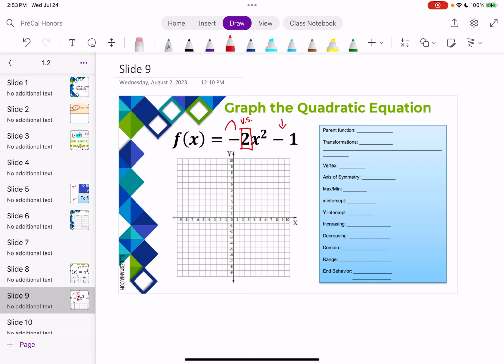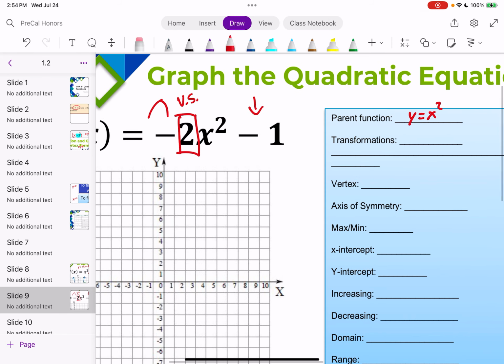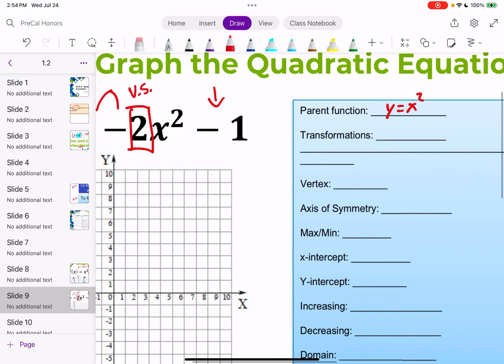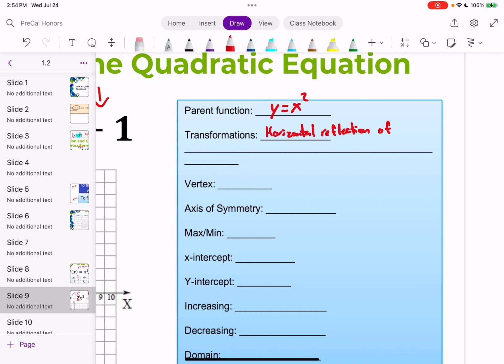What is our parent function? We're still talking about parabolas, right? So we're going to go ahead and write y is equal to x squared. Well, we just did all of the transformations, right? The first one would be a horizontal reflection of the x-axis.